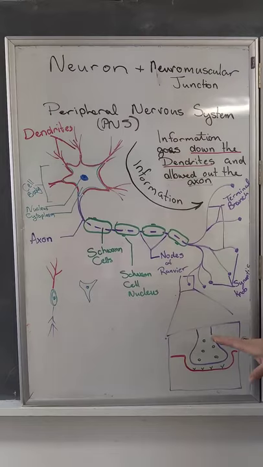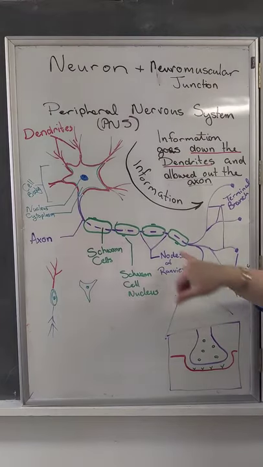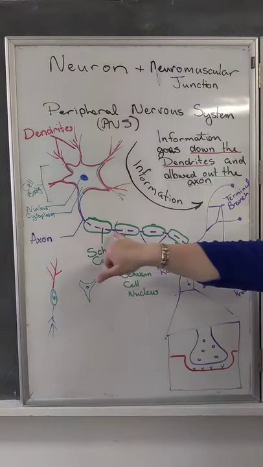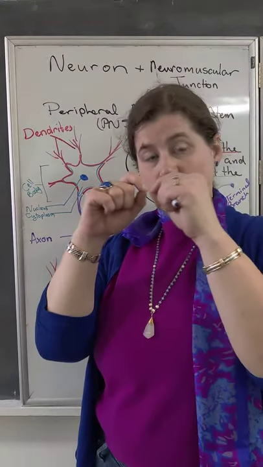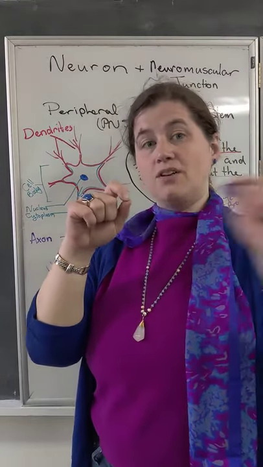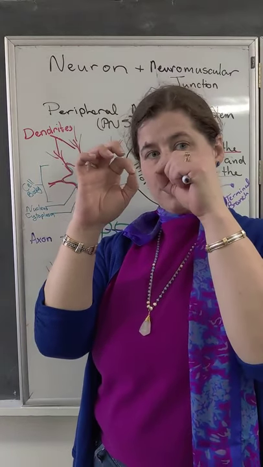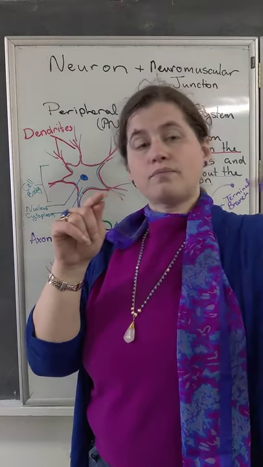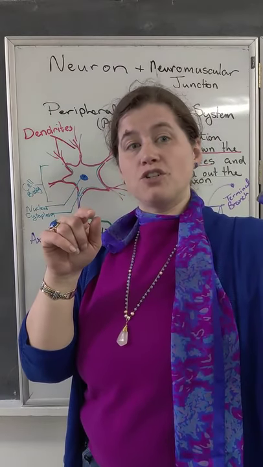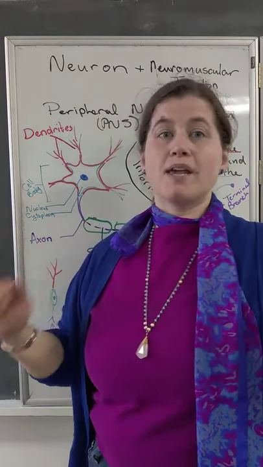Mom, where are the nodes? The nodes of Ranvier, they're between each Schwann cell. If they touch, the signal can't go. So they have to be separate because the signal actually kind of jumps over the Schwann cell. Okay, and it actually goes faster. It's almost like by skipping or jumping, it can go faster.